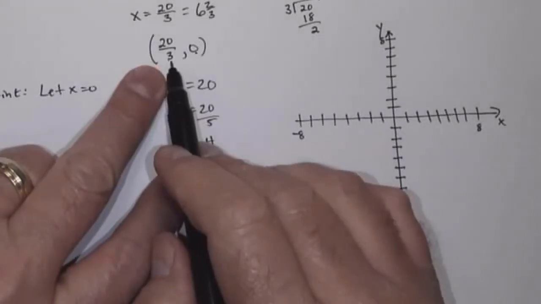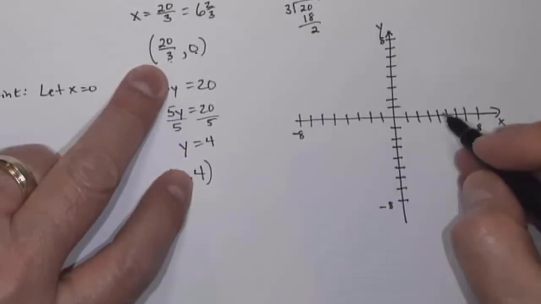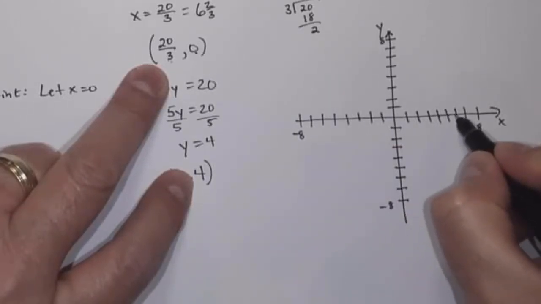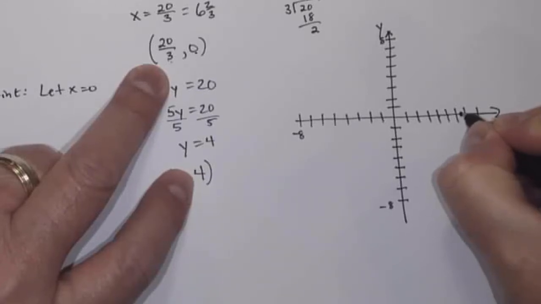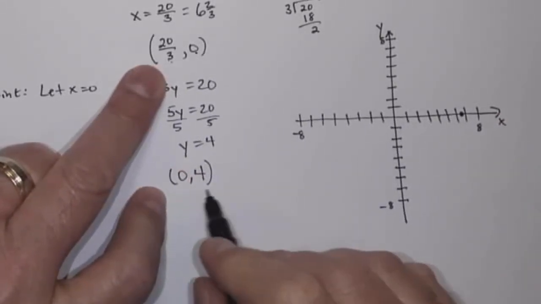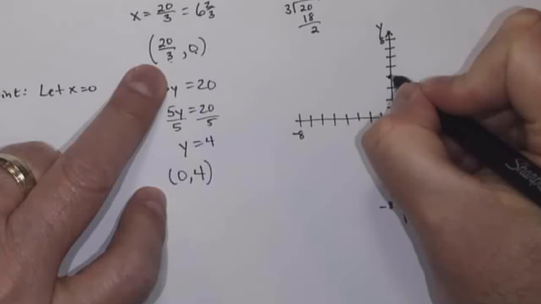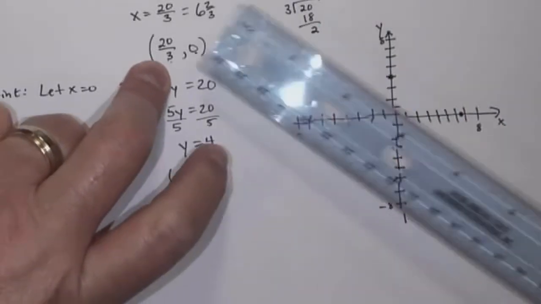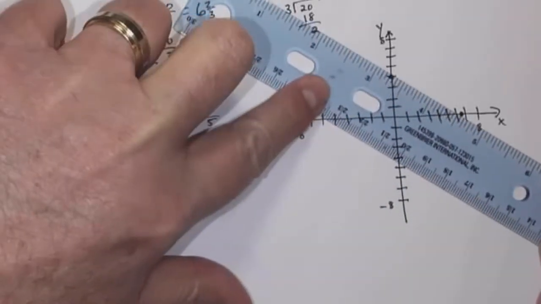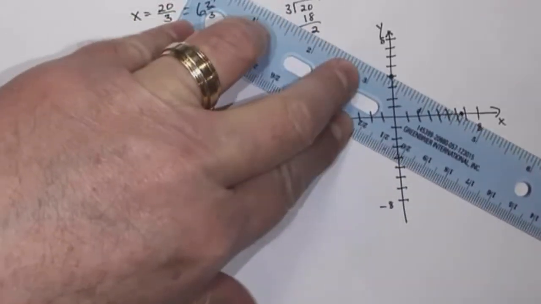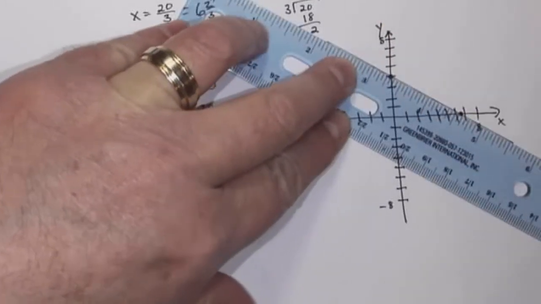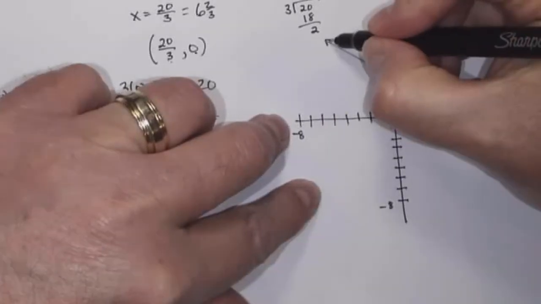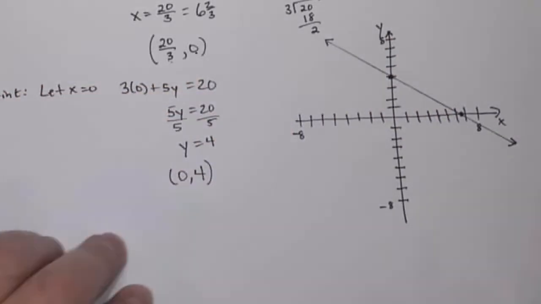So if I find the point 20/3, 0, so again 20/3 is really about 6 2/3, so 1, 2, 3, 4, 5, 6, and 2/3 would be there, okay? And the y-intercept 0, 4, that would be there. And so if I bring in my ruler here, I can connect those 2 points. So this would be the graph of our line.